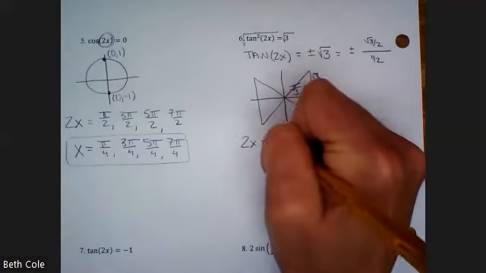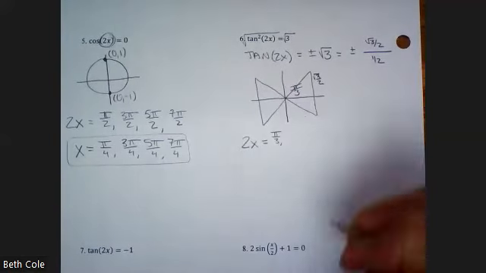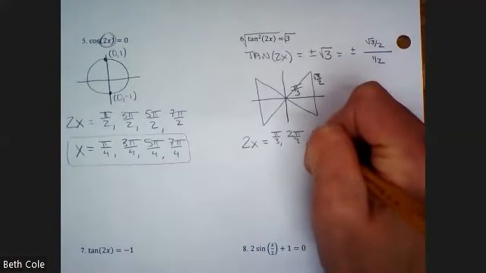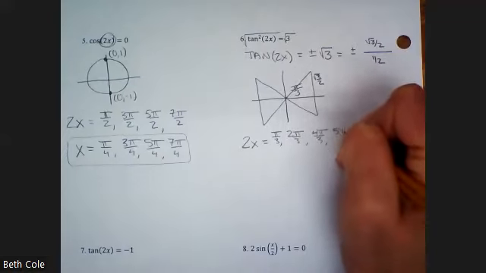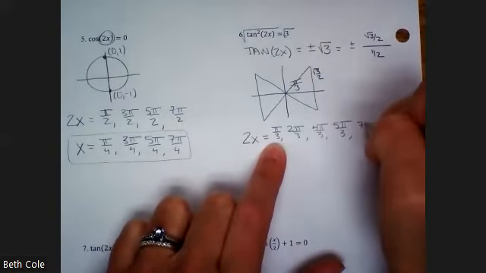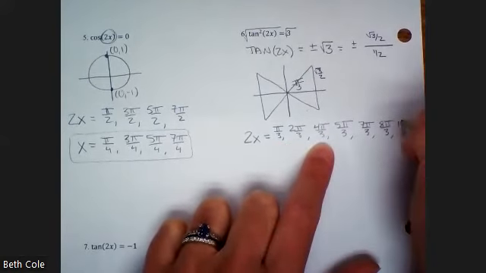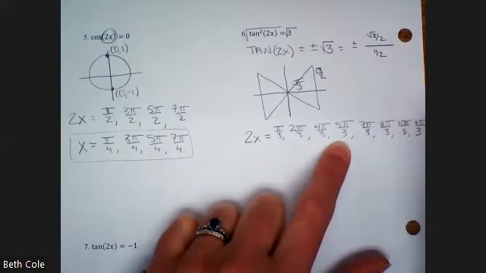Pi over 3. What's the next one? 2 pi over 3. 4 pi over 3, 5 pi over 3. That's once around. Again, the whole way around is 6/3. So really you just have to go back and add 6 to each of these. So it would be 7/3, 8/3, 10/3, and 11/3.